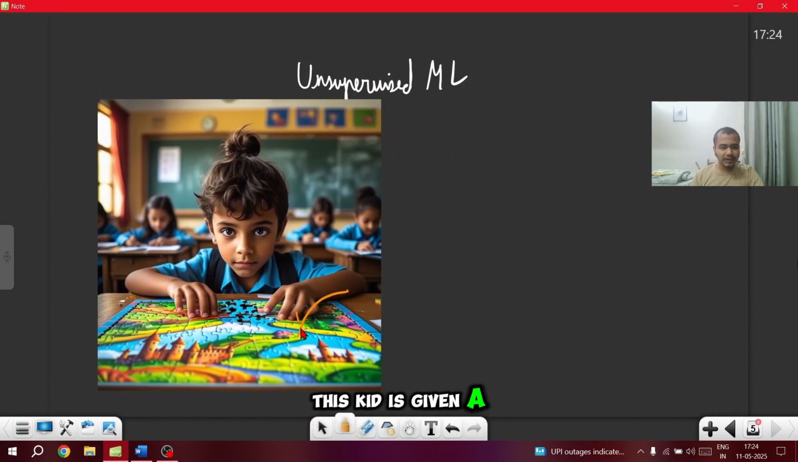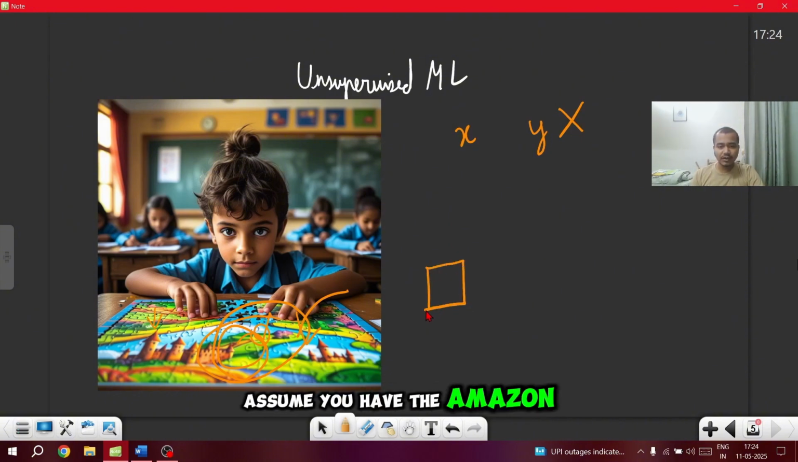This kid is given a jigsaw puzzle. The pieces are totally scrambled and he needs to find the correct placement position to put these pictures so that he finally completes this puzzle. Here we don't give this kid an input x or an output y, but we just tell him to find out what is present there. So, connecting this to our computer science, assume you have the Amazon data again.